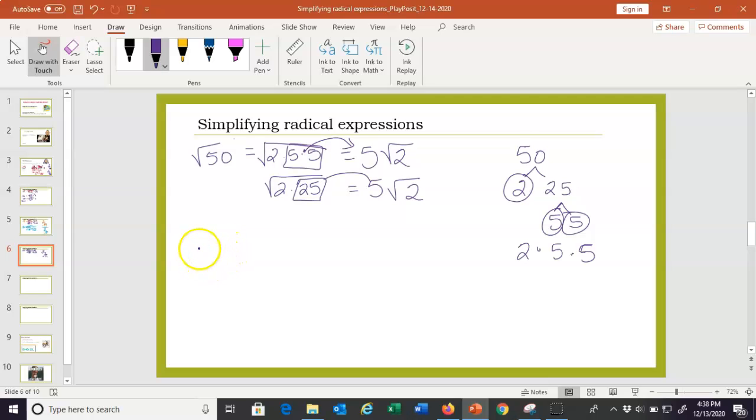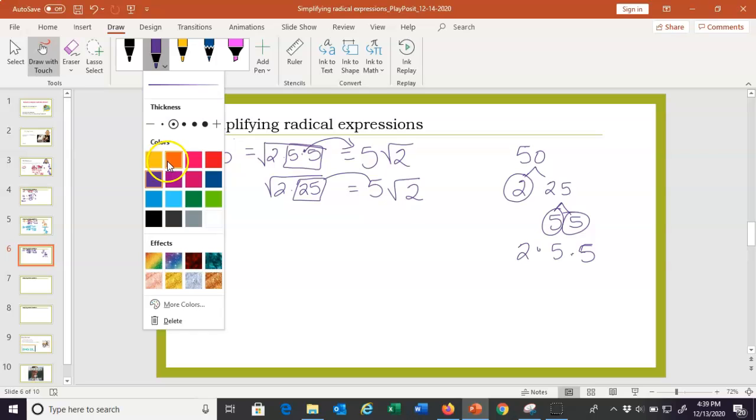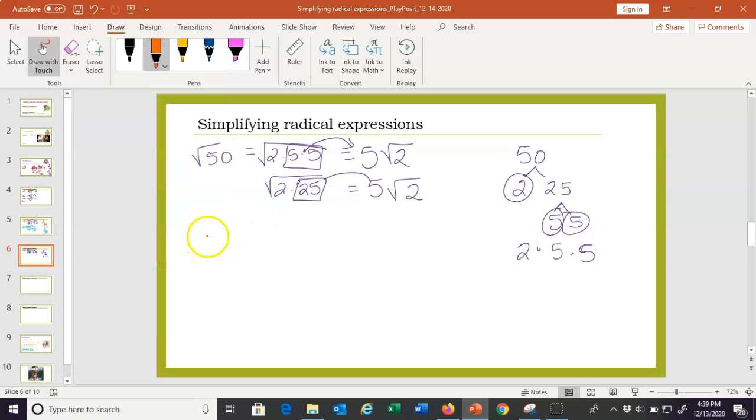Let's try one with a variable. Let me get a different color. How about 32x to the 5th. So let's come over here. We know 32. Actually, I'm just going to do it right here. 32. What times what is 32? I just start to think of, does 2 go into it? And I am actually going to use my calculator. Why not? We have it.